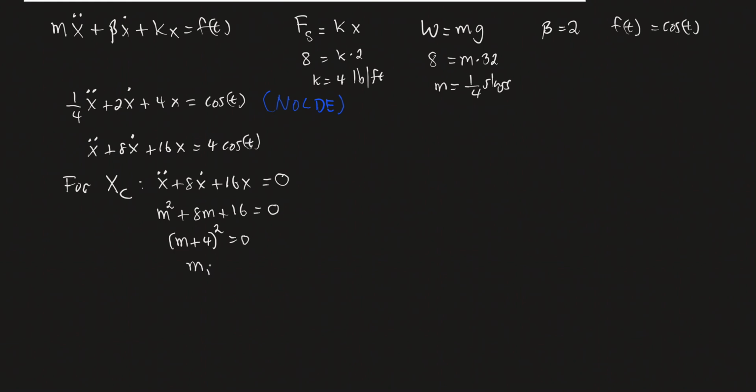So the roots are m1 and m2, both equal to -4. We have the repeated case. And just as a reminder, for the repeated case, the basis of solutions is e to the -4t and t e to the -4t. So x sub c, which is our complementary position or displacement function, is c1 e to the -4t plus c2 t e to the -4t, right?